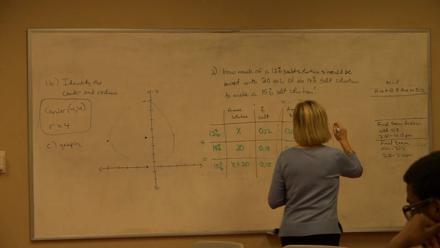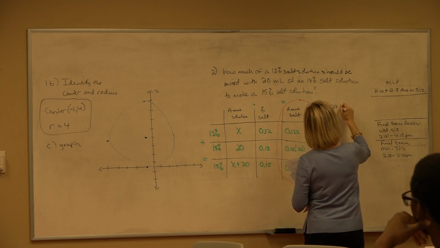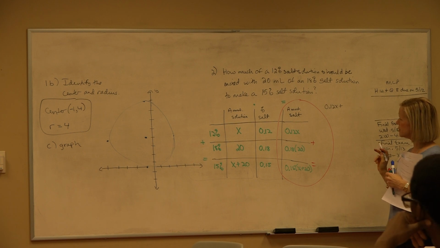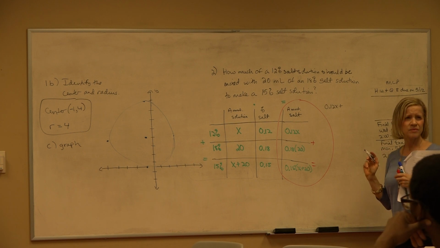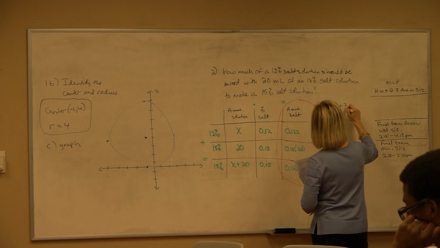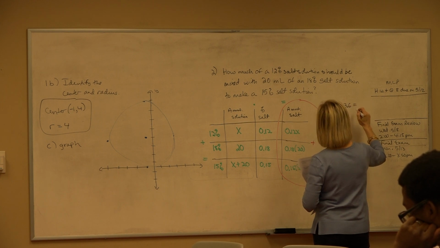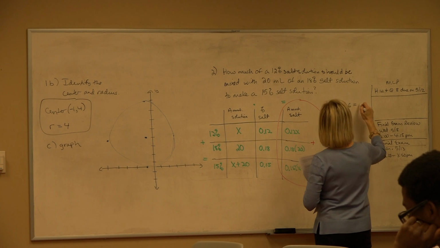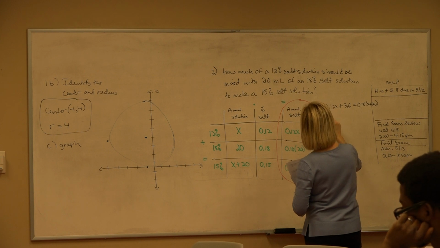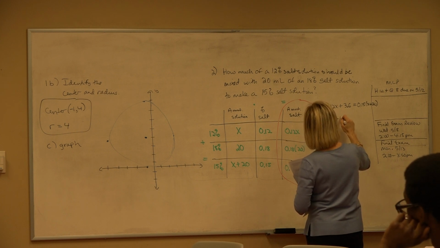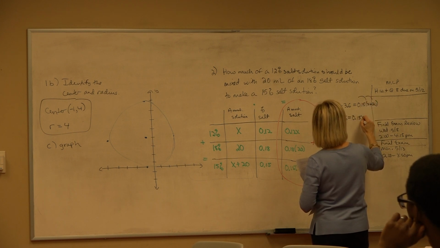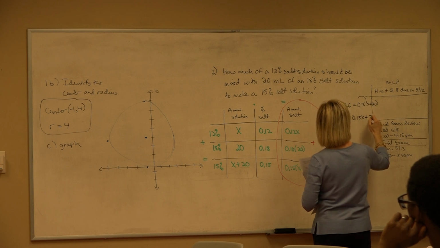And so going here, we have 0.12x plus 0.18 times 20. Is that 3.6? 0.18 times 20. I think it's 3.6, right? Somebody check that. Is that 3.6? Yeah, 3.6. Thank you. Equals 0.15 times x plus 20, running out of space here. Okay, so 0.12x plus 3.6 equals, distributing, 0.15x plus 0.15 times 20 is 3, right?